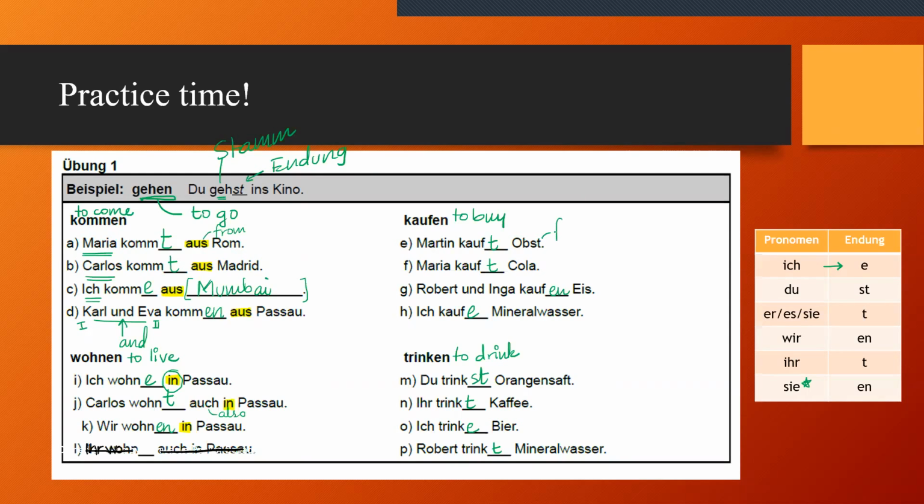Now, Obst is fruits. Cola is the drink Coca-Cola. Eis is ice cream. Mineralwasser, Wasser is water, so mineral water. Orangensaft, Saft is juice, so Orangensaft is orange juice. Kaffee is coffee. Bier is beer, with the spelling change. And Mineralwasser again, mineral water.